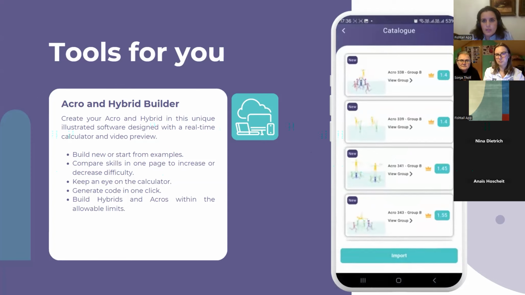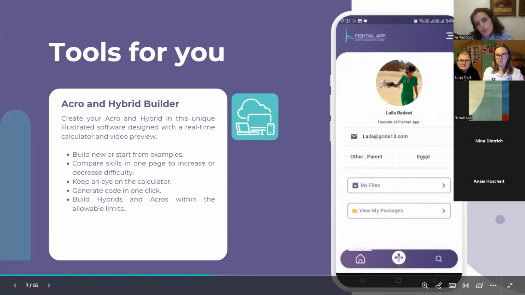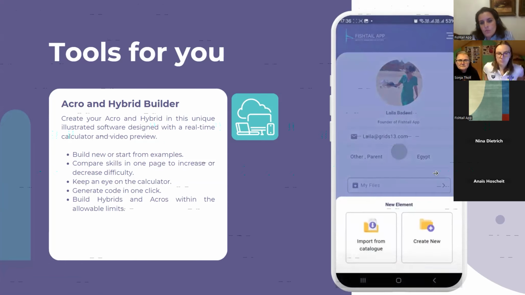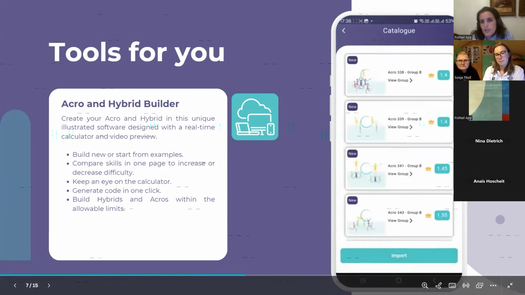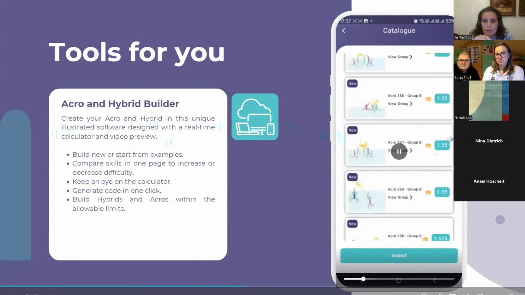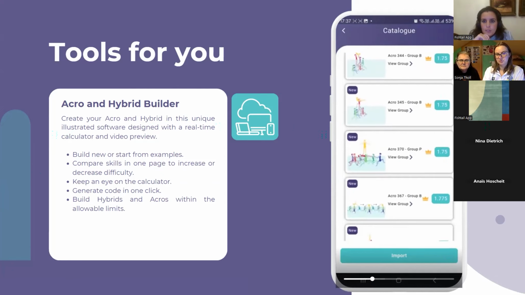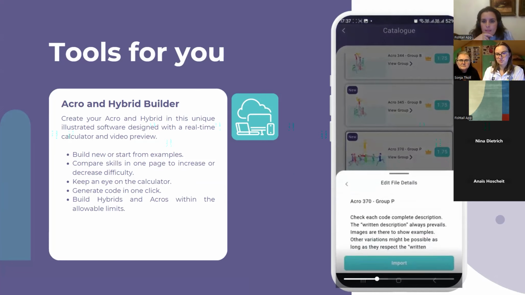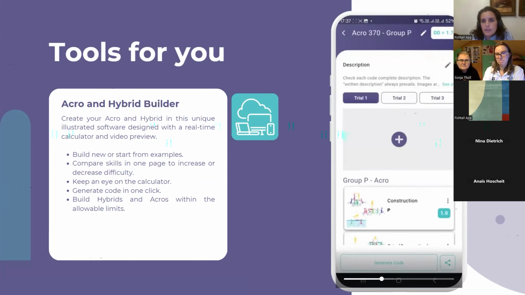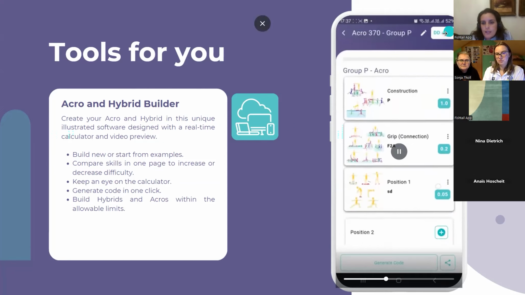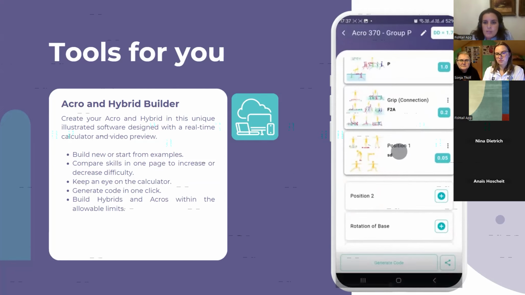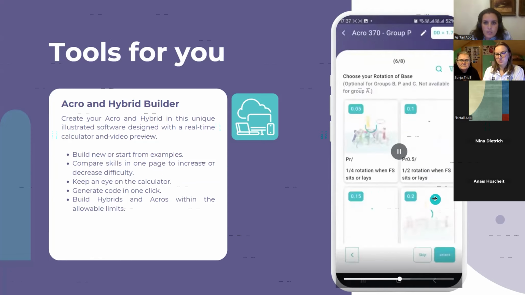Here is the example where I imported from catalog. So here is another way of building an element. You go for import from catalog. Once you say import from catalog, it takes you to all the different options that you have. And in this case, I chose an acro. I think it was a group P. Yes, this one. I import it. And if I feel like 1.75 is not the value that I want, or maybe I know that my swimmers can do something a little more advanced, I can just add the position 2, or I can add the rotation.